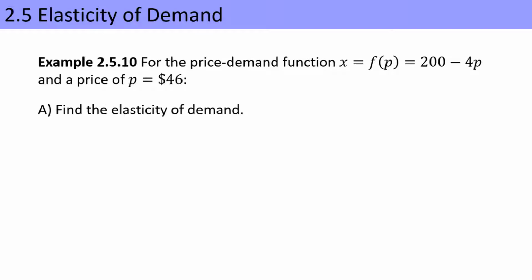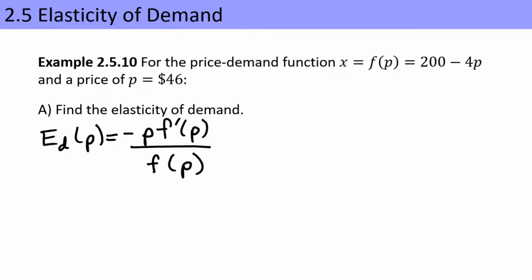Example 2.5.10. For the price demand function, x equals f of P is equal to 200 minus 4P, and a price of P equals $46. A, find the elasticity of demand. So we begin with the elasticity of demand equation. E sub D of P is equal to minus P. Let's go ahead and use f this time. So f prime of P divided by f of P.